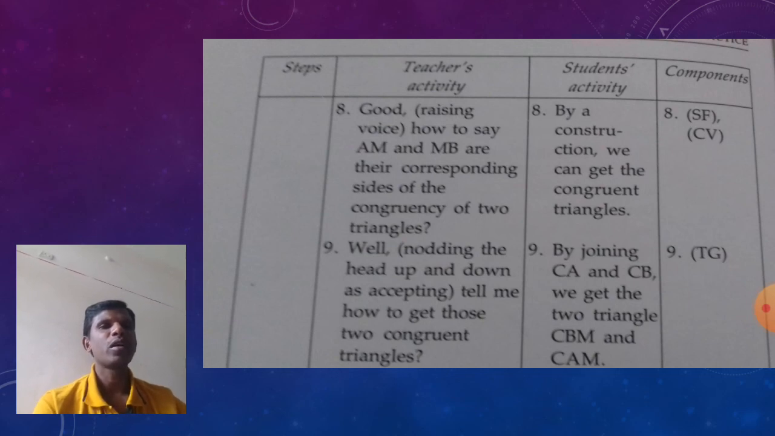Well, nodding the head up and down as accepting. So as accepting we should use it like this. Nodding the head up and down, we should accept the response of the student when they are giving the reply. Tell me how to get these two congruent triangles. By joining CA and CB, we get the two triangles CBM and CAM. TG: this is a teacher gesture. When we are nodding the head up and down, that is called teacher gesture.